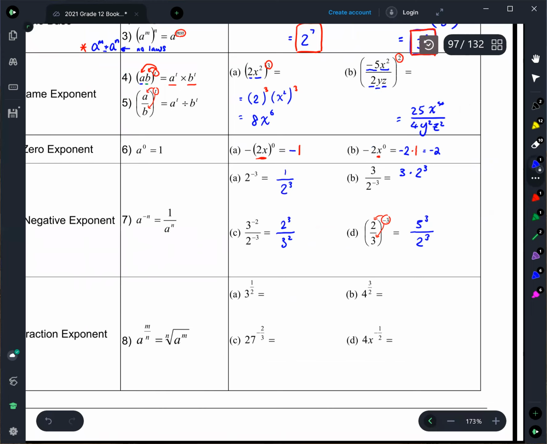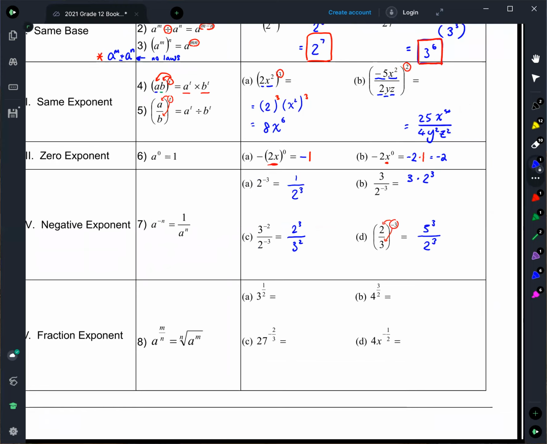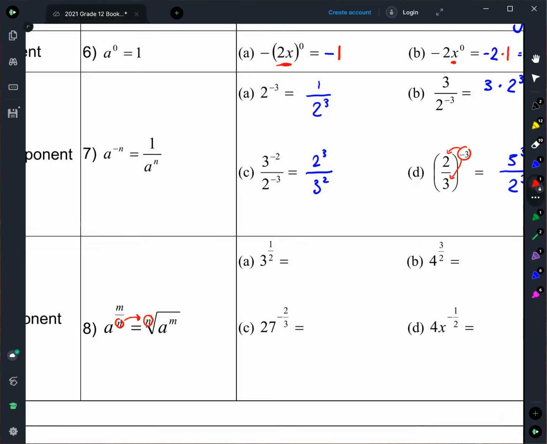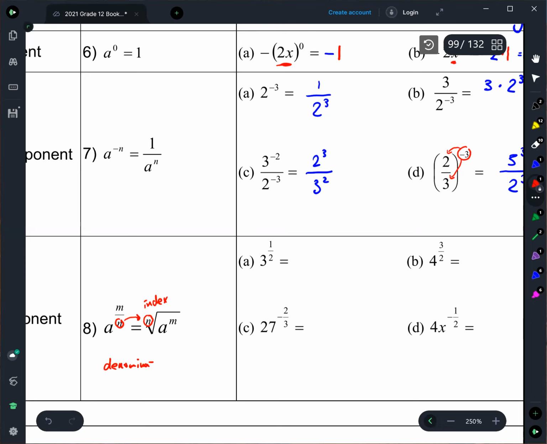Okay, last part. If you get a fraction exponent, it could be a decimal, but if you get a decimal, you just turn it into a fraction. So if you look at the rule here, the denominator of the exponent goes to the outside. The outside number here is called the index. So the denominator becomes the index. The index is the outside number, outside the radical sign.